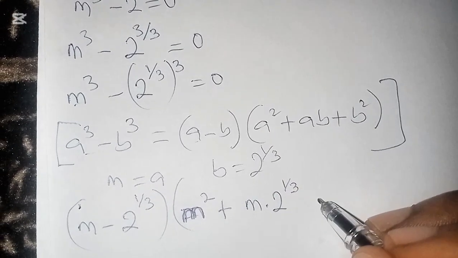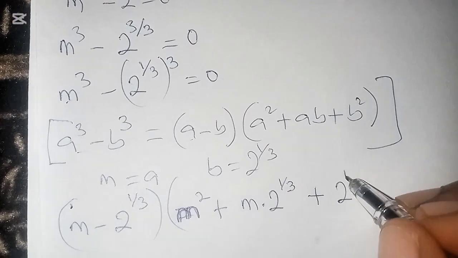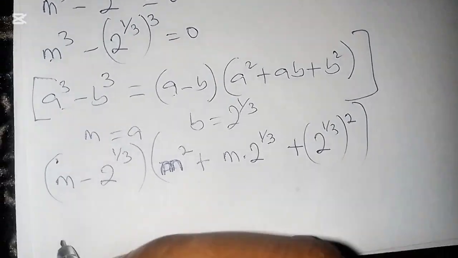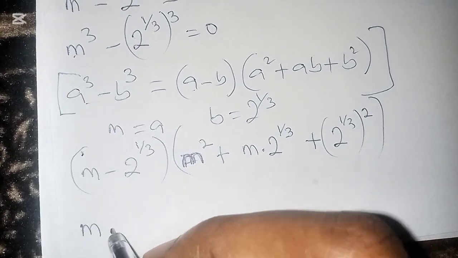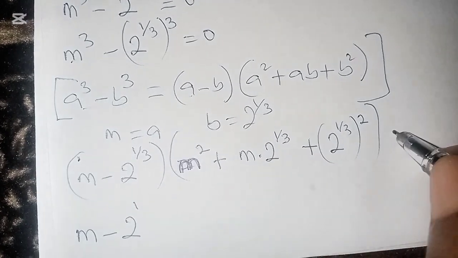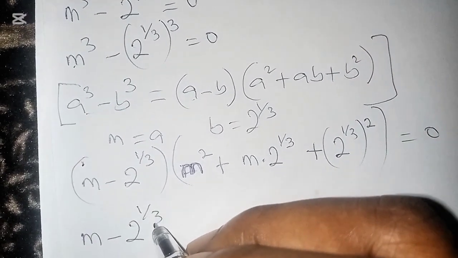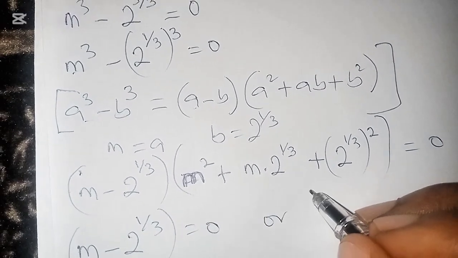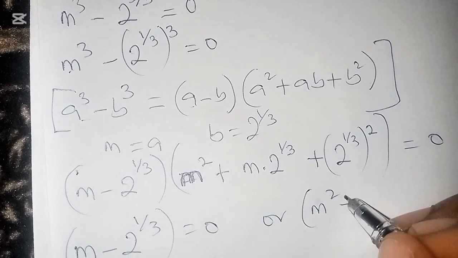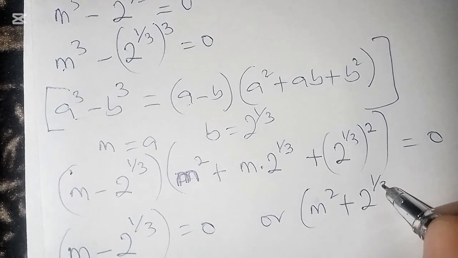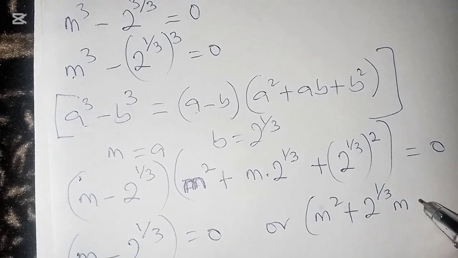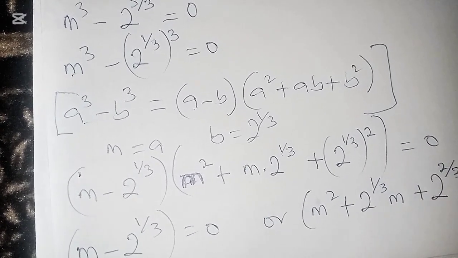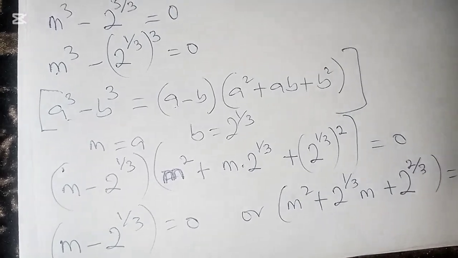So we expand as follows, substituting each value in the bracket and then close it up. Remember that all of this is equal to 0. It simply means m minus 2 to the power of 1 over 3 is equal to 0, or m squared plus 2 to the power of 1 over 3 m plus 2 to the power of 2 over 3 is equal to 0.